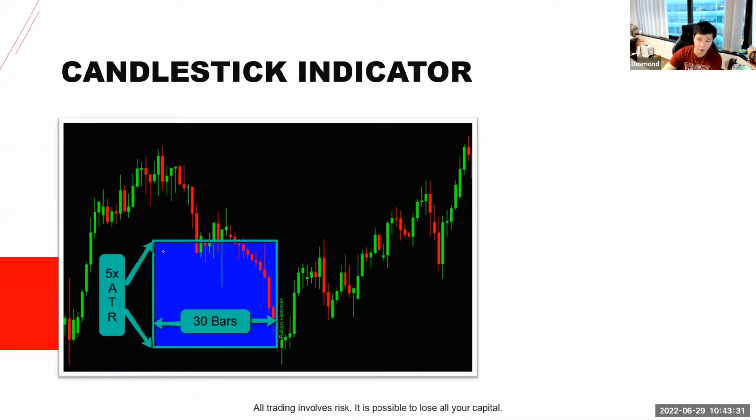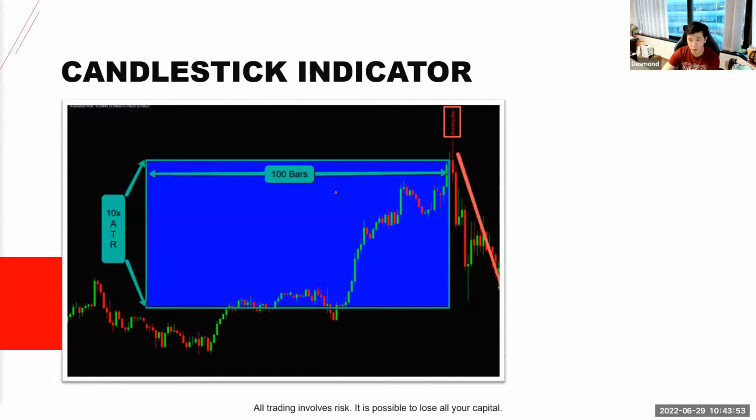I'm going to show you how it does this. It actually calculates the size of the drop before the pattern occurs. And then it tells you how effective it is, the possibility of the price rising nicely in your favor. So you can have 5 times ATR with 30 bars, or you can have 100 bars and 10 times ATR. This shows that there must be a super big rise before a nice candlestick pattern, and usually that gives way to a very, very nice big drop.